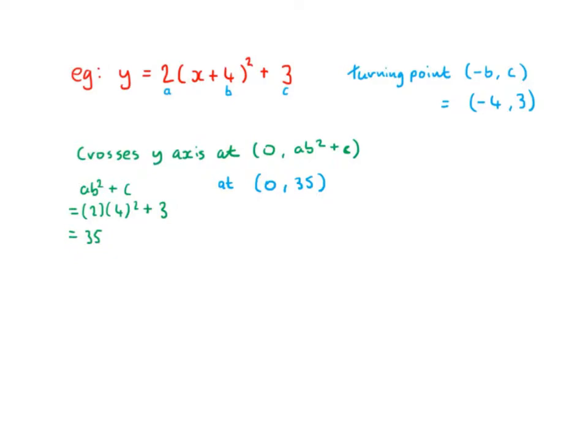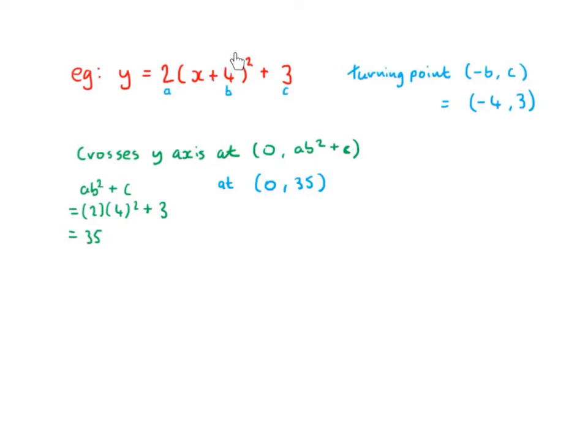Here's another example. y equals 2 bracket x plus 4 squared plus 3. So if we want to find the turning point, which is either the maximum or minimum point of the graph, what we do is we label the number in front of the bracket as a, the number inside the bracket as b, and the number at the end, or the constant at the end, as c. So the turning point, which is the maximum or the minimum point, is going to be minus b comma c. So whatever this number is here, you change the sign.